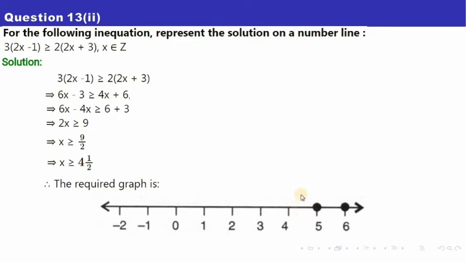Okay, and 4.5 is not an integer, so that's why I have not put a circle like this. Now the integers greater than 4.5 are 5, 6, and similarly we have 7, 8, 9, 10, and it continues. So that's why this gives you the graph for this particular question. Pause the video and note it down.